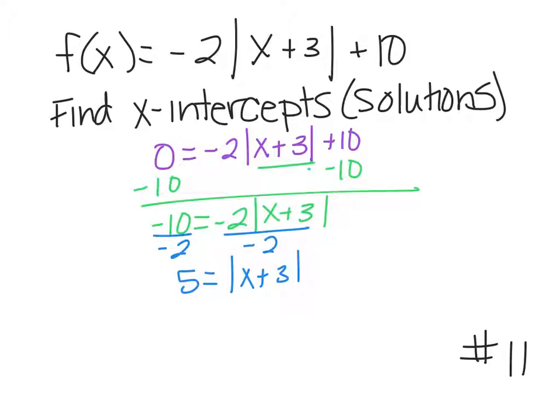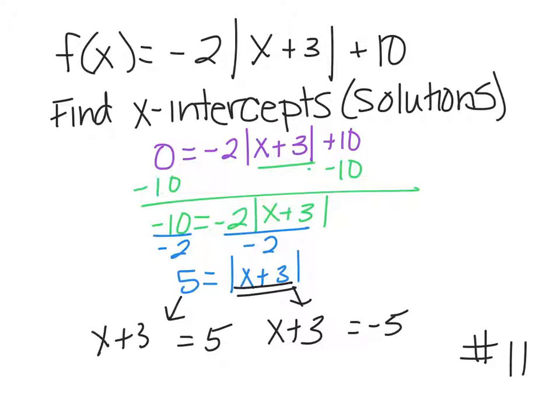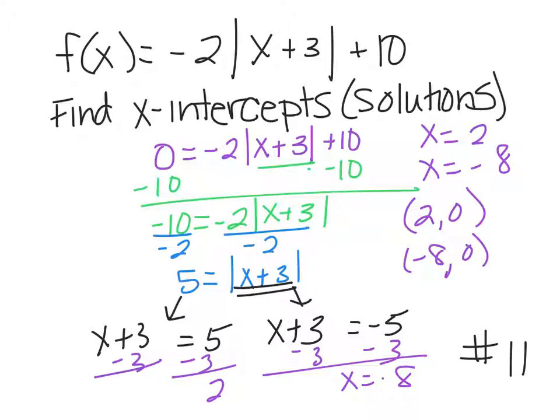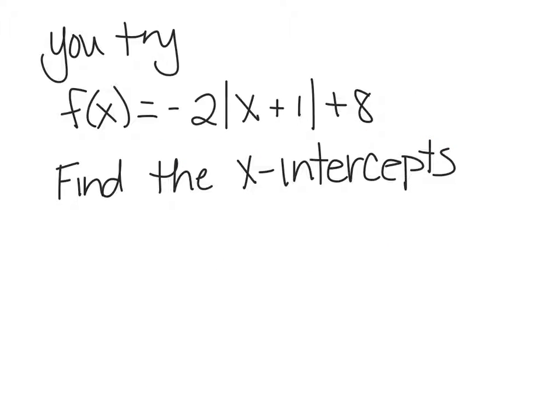Now from here, I'm going to set up two equations. One that equals a positive 5 and one that equals a negative 5. So I'm just going to take this piece, x plus 3, and write it twice. Now to solve, minus 3, I get x equals 2. Minus 3, I get x equals negative 8. So you can either write them like that, or you can write them as x-intercepts, (2, 0) and (-8, 0). Try this problem.